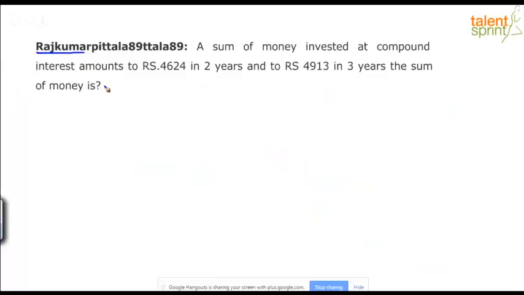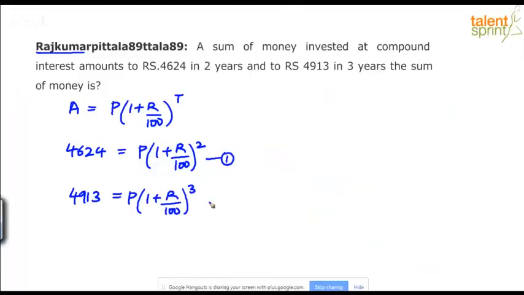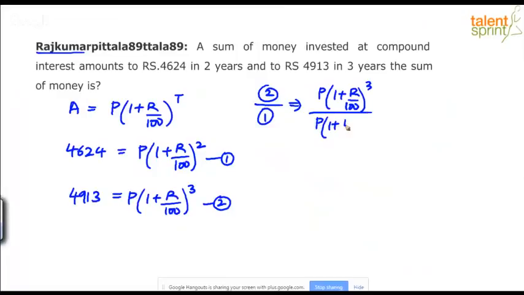Others who know the solution will say, why are you solving this easy question? Why don't you solve mine, which is a complicated one? So let me quickly solve this. See, the amount in case of compound interest is P into (1 plus R by 100) whole to the power of n. It says a sum of money invested at compound interest amounts to 4624 in 2 years. So P into (1 plus R by 100) to the power of 2. And it amounts to 4913 in 3 years, P into (1 plus R by 100) to the power of 3. This is equation 1 and this is equation 2. Let us say equation 2 divided by equation 1. What do we get? P into (1 plus R by 100) to the power of 3 divided by P into (1 plus R by 100) to the power of 2.